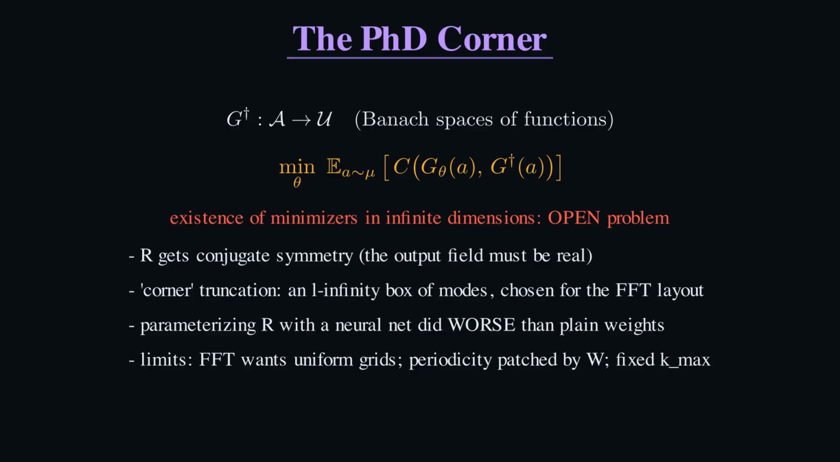They tried making R itself a neural network, plain learned weights 1. And the honest limits: the FFT wants uniform grids, periodicity is patched by the bypass, and the mode count is fixed by hand. Each limit seeded a follow-up paper: GeoFNO for geometry, universal approximation theorems for operators, and ForecastNet, which forecasts global weather with this exact architecture.